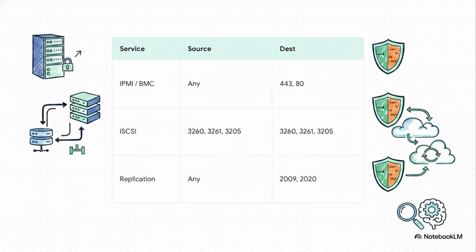It's a total showstopper. Finally, for cluster-to-cluster or node-to-node replication, so disaster recovery and backup syncing, your CVMs need destination ports 2009 and 2020 open. So understand that you are opening strictly these exact ports to allow critical management, storage, and DR services to function, while dropping absolutely everything else.